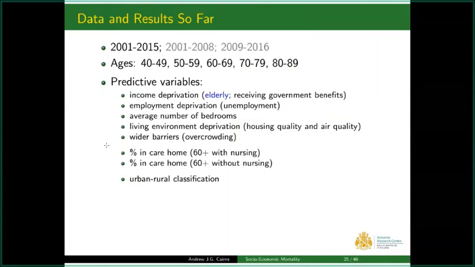And the predictive variables that we're going to use in this analysis are income deprivation and employment deprivation, but income deprivation is going to be for the elderly only, rather than the whole of the population. And then employment is obviously going to be linked to the younger ages. We're also using average number of bedrooms, living environment deprivation, and wider barriers. We also use the percentage that are in a care home above age 60, with nursing and without nursing. They're very important, and also the urban-rural classification.